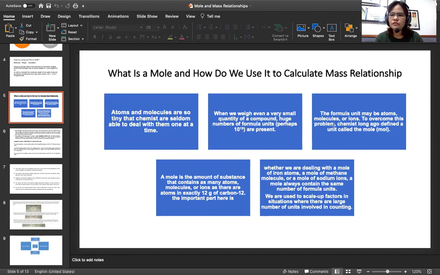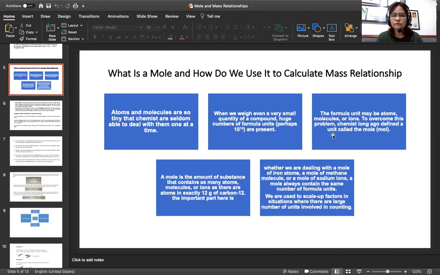So the formula unit may be atoms, molecules, or ions. So for now, it is really important for you to take note of the differences between an atom, a molecule, and an ion. To overcome this problem, chemists long ago defined a unit called the mole, M-O-L-E or M-O-L. When you say mole, this is the amount of substance that contains as many atoms, molecules, or ions as there are in exactly 12 grams of carbon.